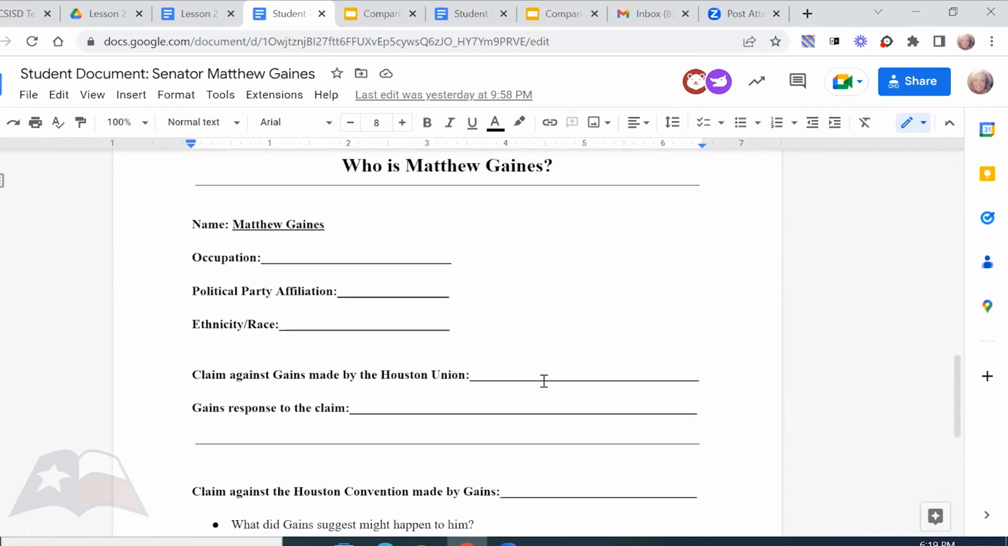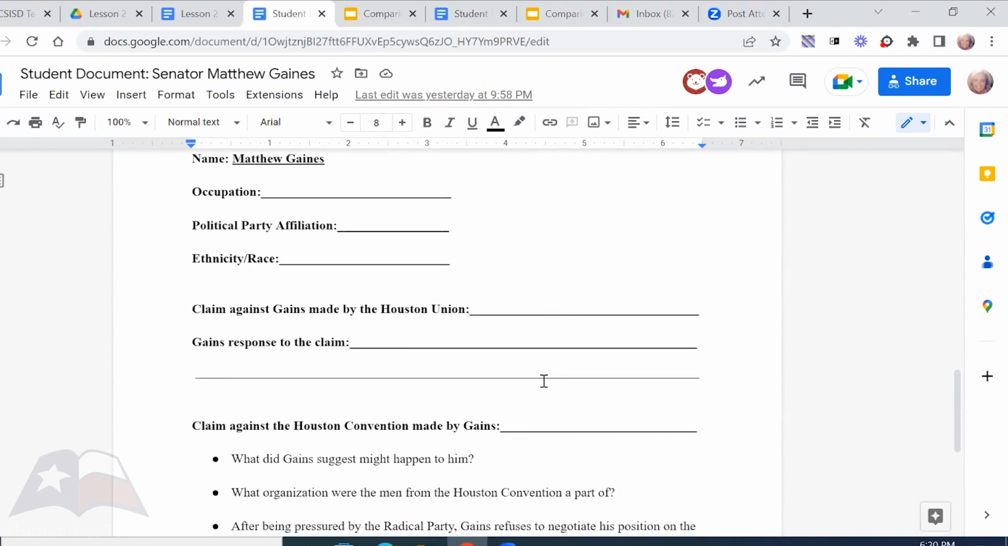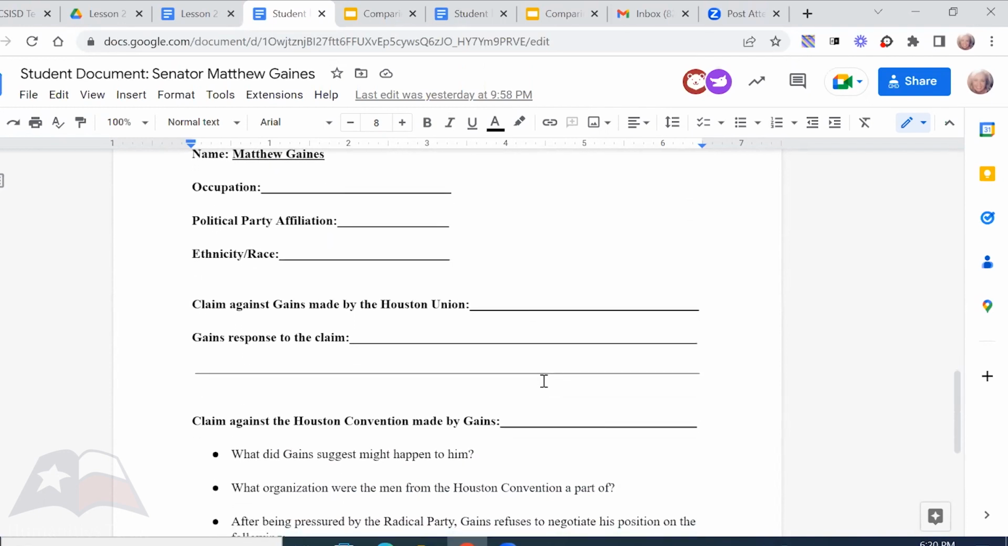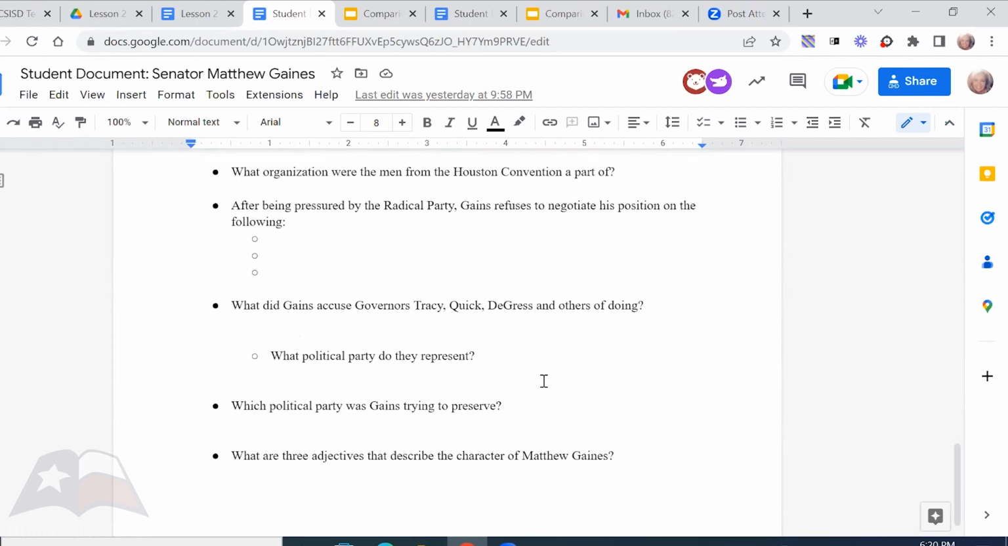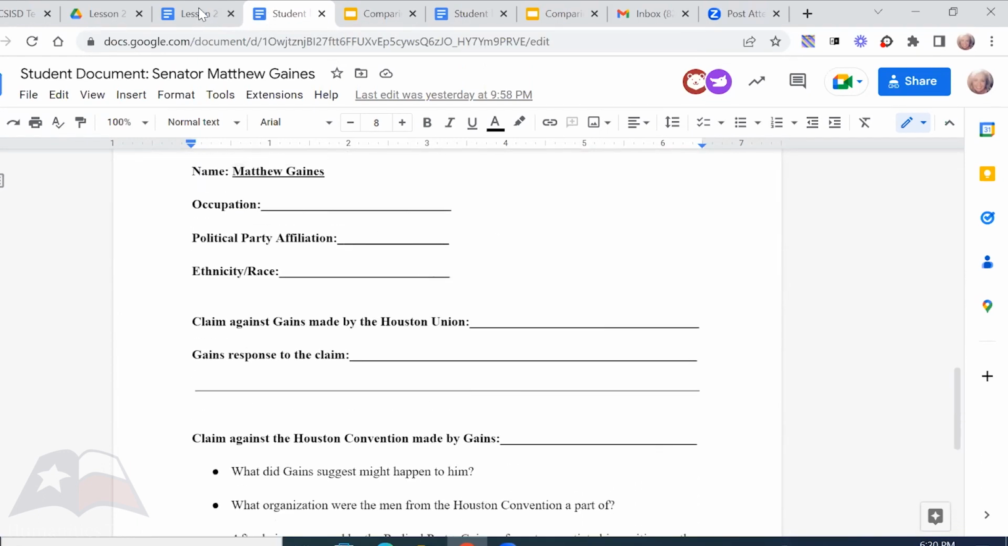And then the questions are really just this kind of profile of who Matthew Gaines is. It doesn't give a whole lot of insight about his background, but students can totally figure out his occupation, political party affiliation, which is Republican, by the way. And the other people that he's calling out are also in the Republican Party with him. And so his ethnicity and race, that's a big deal because of who he is. So there's questions associated. I'm not going to go through all of these. You can read them yourself in a little bit.